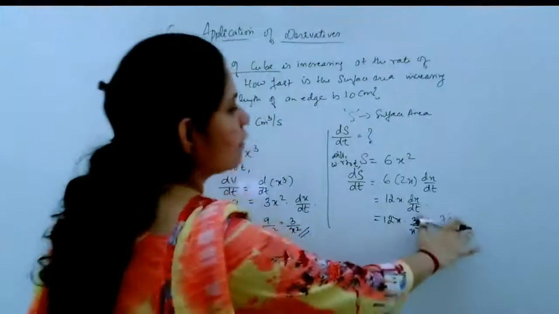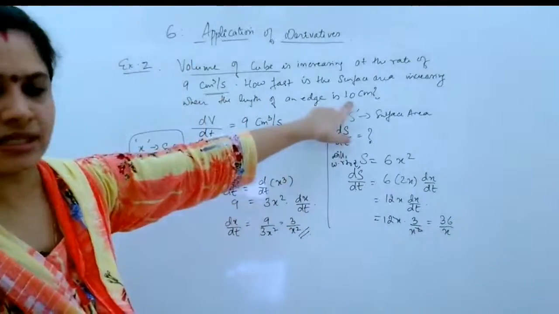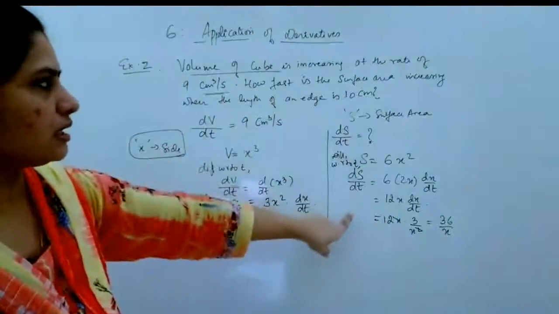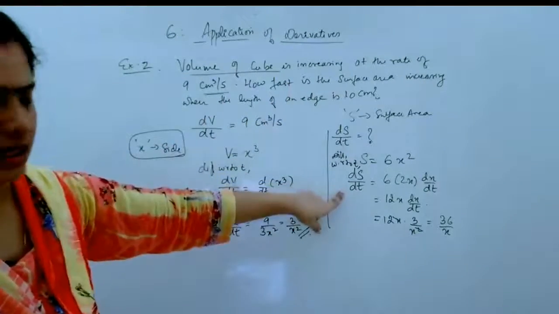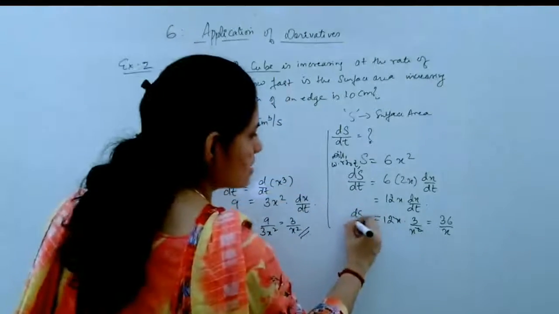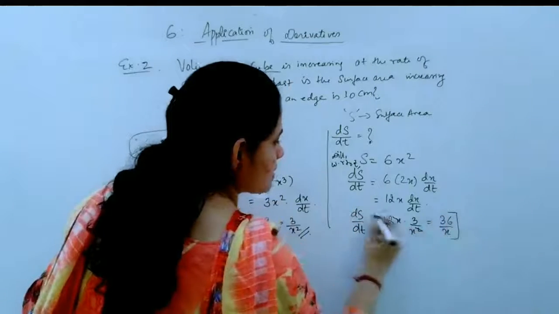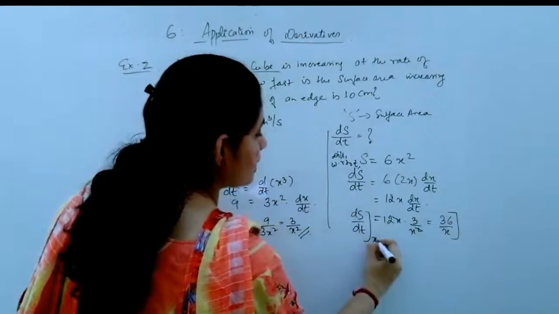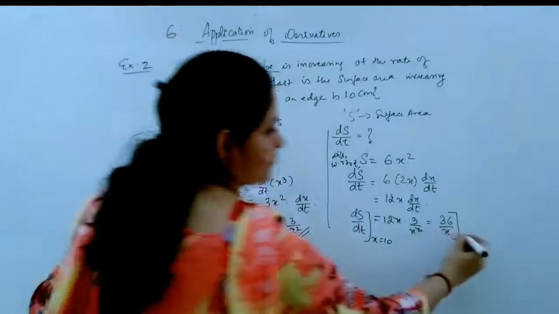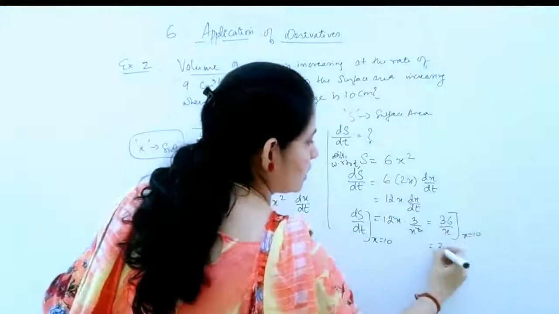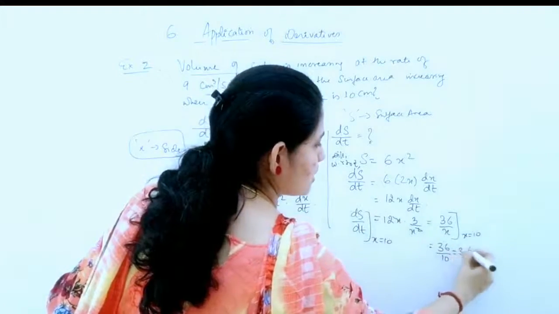Again, you have been given the edge should be taken as 10 centimeter. At that time, what is the rate of change of surface area? So here you can just replace this when your x is 10. So that x equal to 10 will give you 36 by 10, which is 3.6.